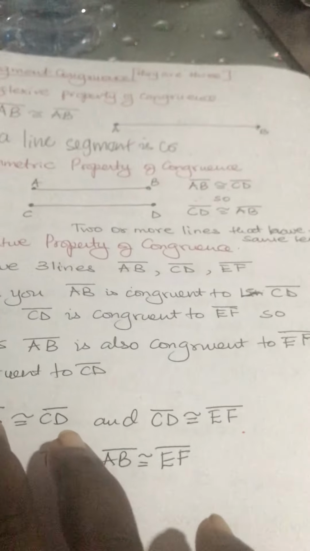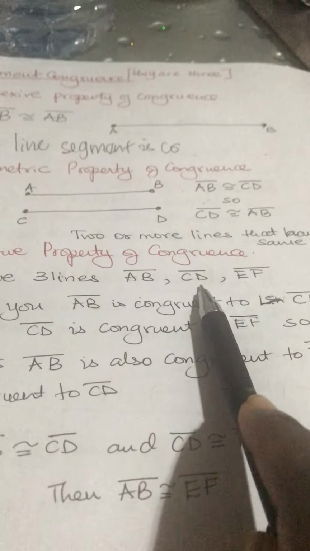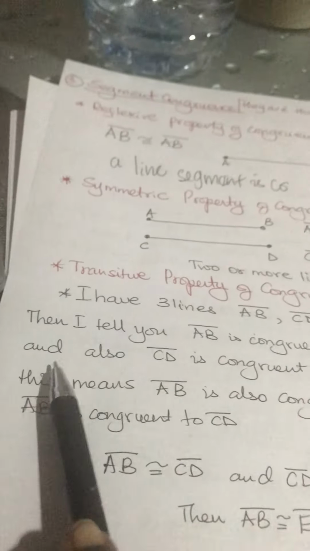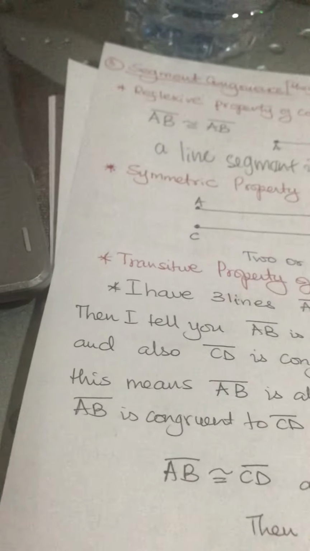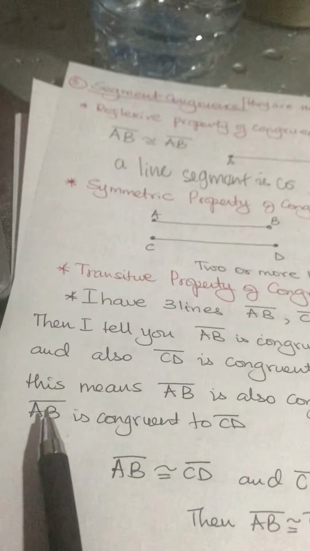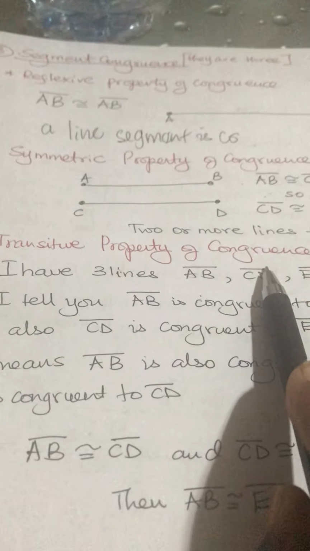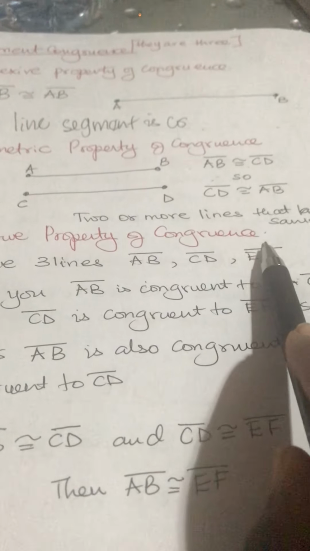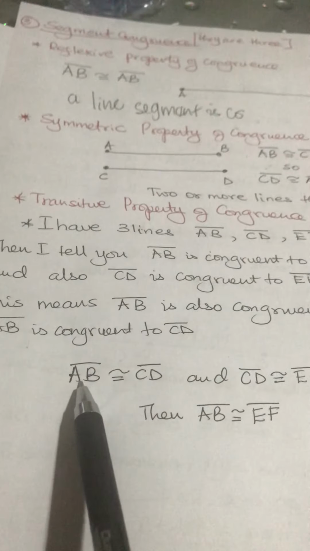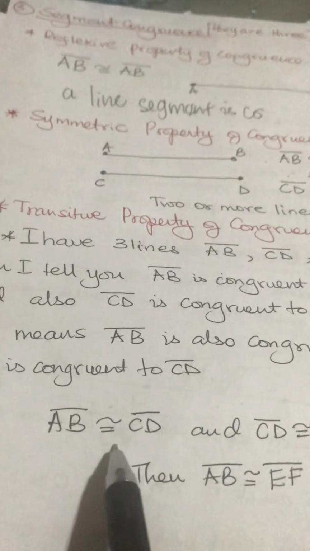Now, so I said I have three lines, line AB, line CD, line EF. Then I tell you AB is congruent to CD, and also CD is congruent to EF. So this means AB is also congruent to EF because AB is congruent to CD. If these two are congruent and these two are congruent, then this and this should be the same. Okay? And you make sure you use your congruency signs. Remember that. Remember this sign is congruent.